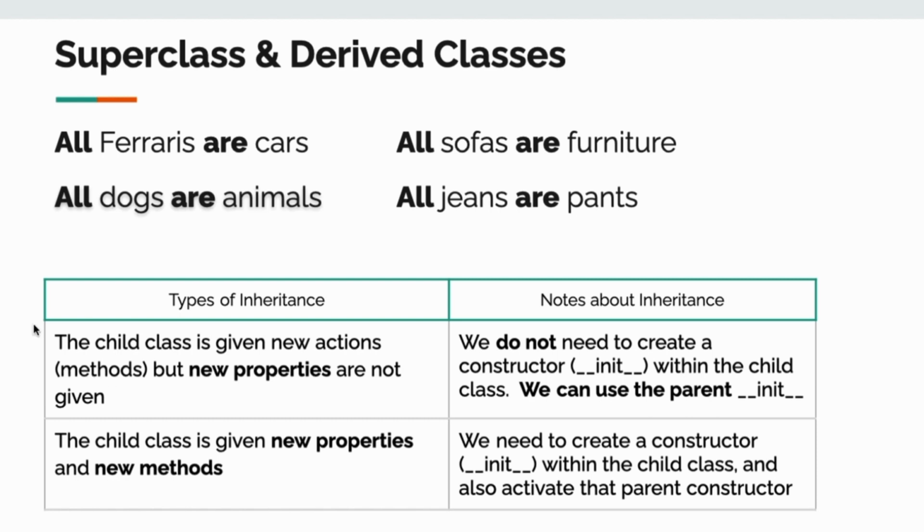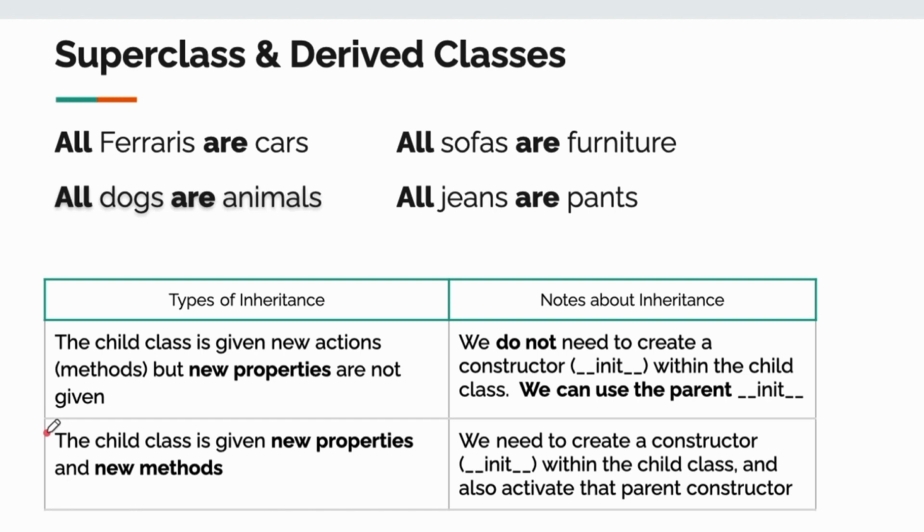We have two types of inheritance that I'm going to show you guys here. The first one is the class is given new actions, but no new properties. If that's the case, then you do not need to create init. You can just use init from the parent class. If you have no new properties, you do not need init in the child class. Your child class will use the parent's init function. The other method is, well, you do have new properties as well as new methods. Anytime you have new properties, you need init within the child class. And you also need to activate the superclass, which I'll show you here in a bit.